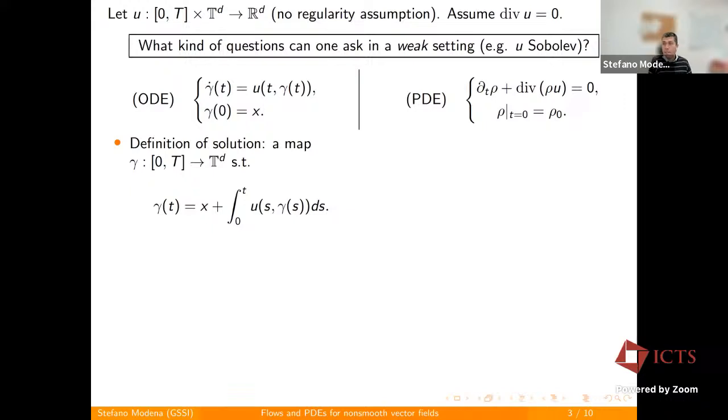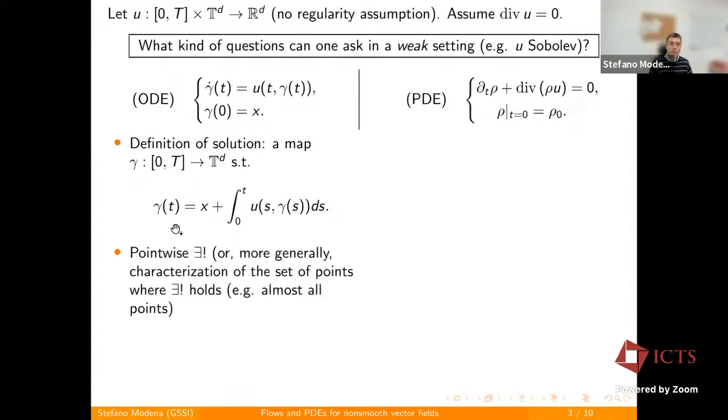Well, the first immediate question is the question of pointwise existence and uniqueness of solutions, of characteristics. So given a point x, is there a solution to this ODE? Is this solution unique? Or more in general, can we characterize the set of points for which there exists a unique solution to this ODE? For instance, can we say that existence and uniqueness of solution holds for almost every point? So can we say that the set of points where existence and uniqueness holds is a full measure set? Or can you show something else? Can you characterize this set? So this is the first question.